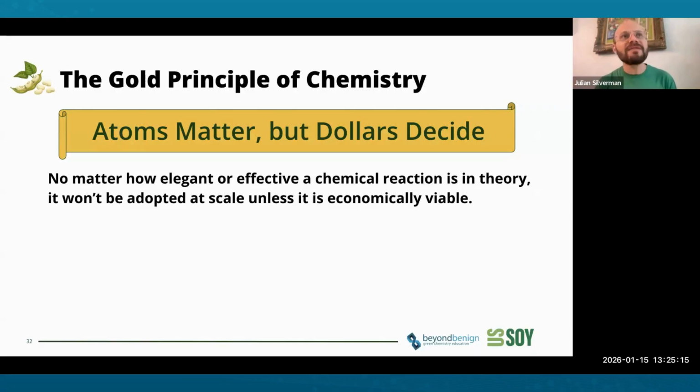And so this is not in any textbook that I know of, but it's something we all live by and realize, which is that even though chemistry determines what is possible in a scientific sense, economics will determine what's possible in our human world. And so again, no matter how elegant a reaction is, if it's not commercially viable, it really will not be adopted. It will not last even if it is adopted.